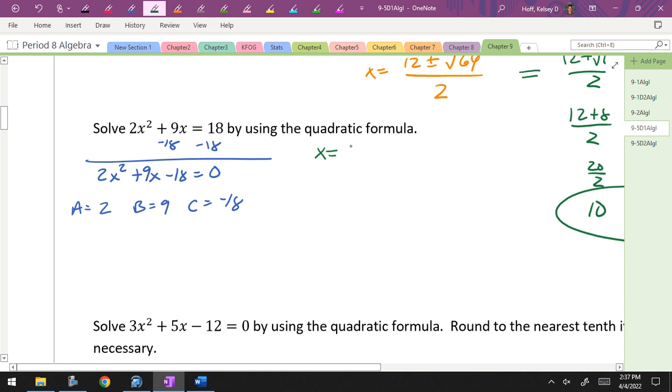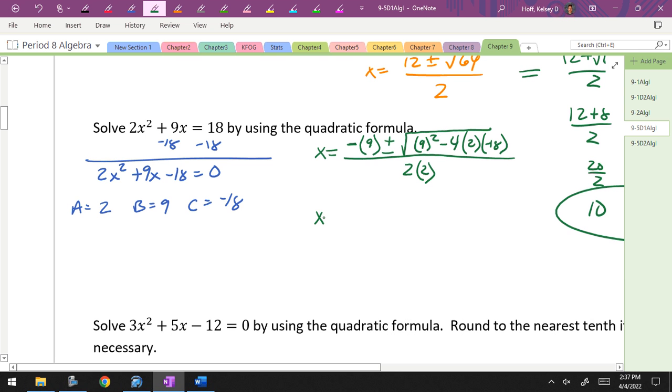X equals negative 9 plus or minus the square root of B squared, so 9 squared minus 4 times 2 and negative 18, all over 2a, which is 2.